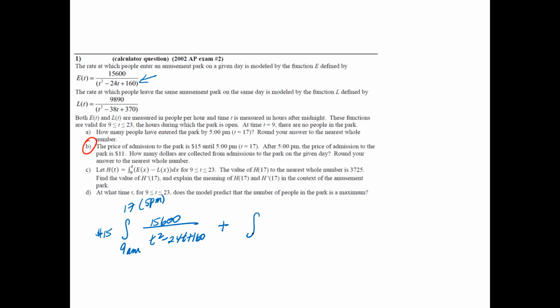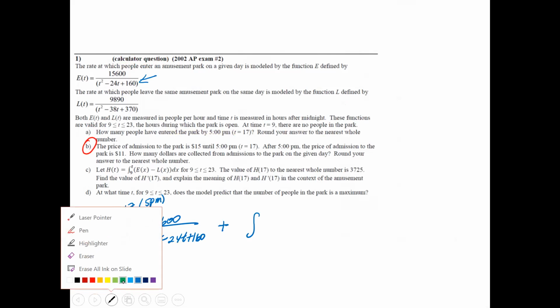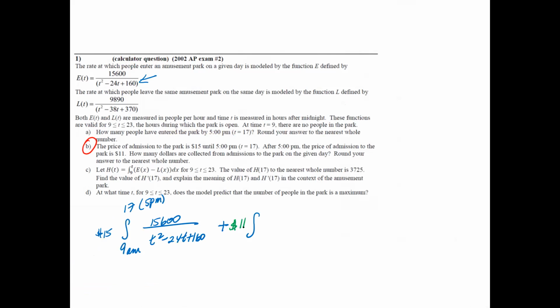And then plus your second integral, which is going to include $11, between the time of, in this case, 17 until the end, which is 23. And 23 is 11 p.m. Because if you do 23 minus 12, actually, it should be 12 p.m., or I should say midnight. There we go.